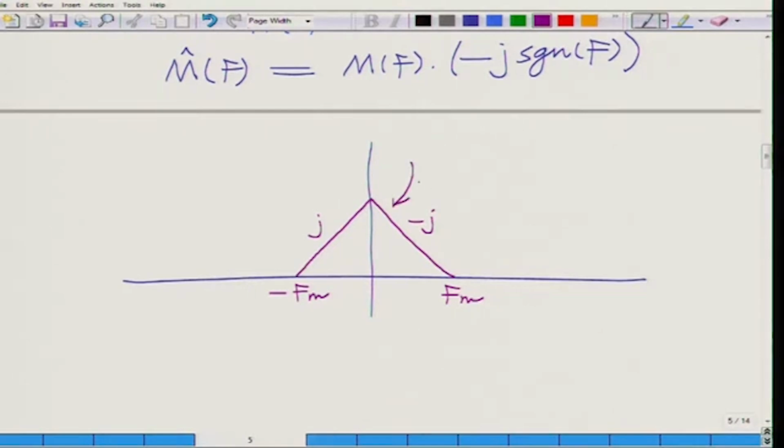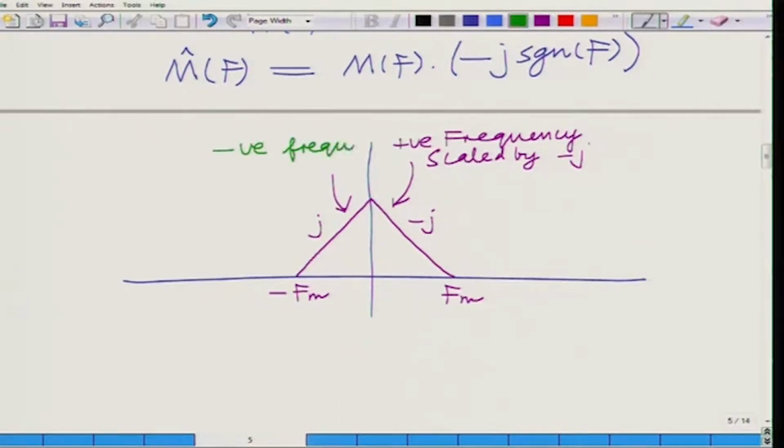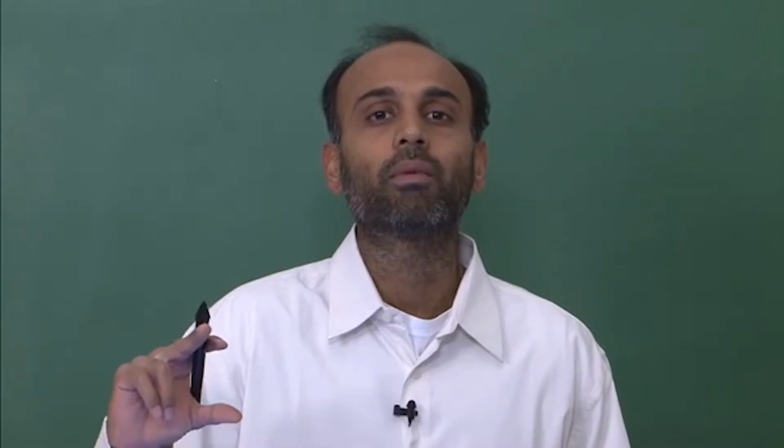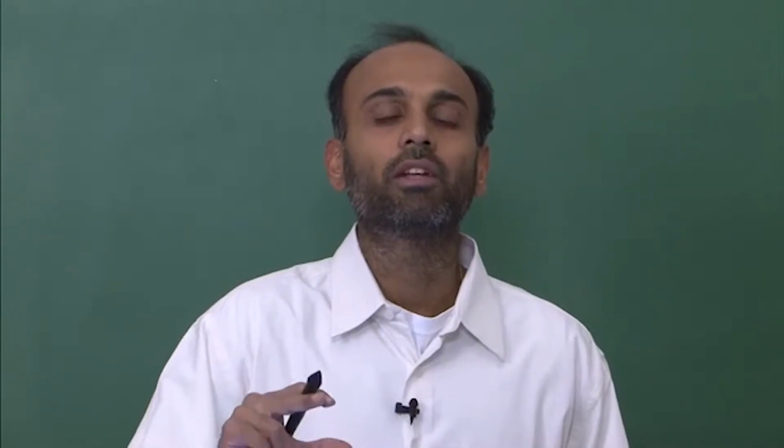Remember, the positive frequency band is scaled by minus j, or phase shifted by minus pi by 2. This is your negative frequency band, scaled by j, alright, because the spectrum of the Hilbert transform is given by minus j sgn(f), which means basically all the positive frequency components of the input signal are multiplied by minus j, and the negative frequency components are multiplied by j.